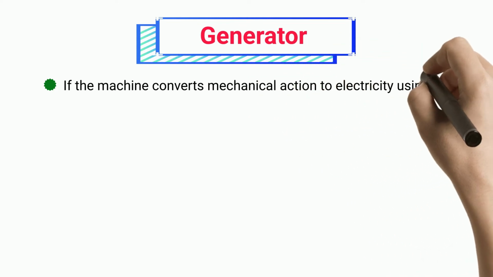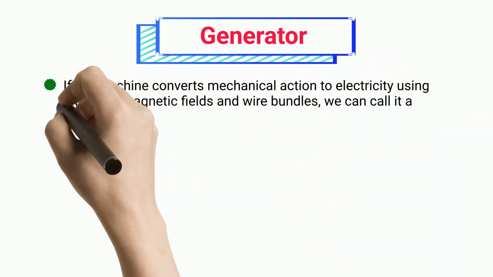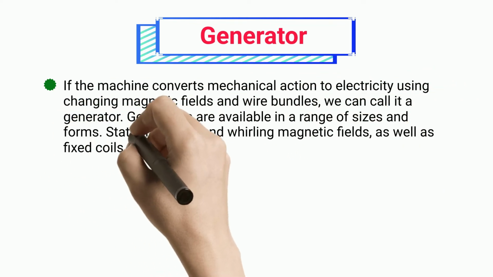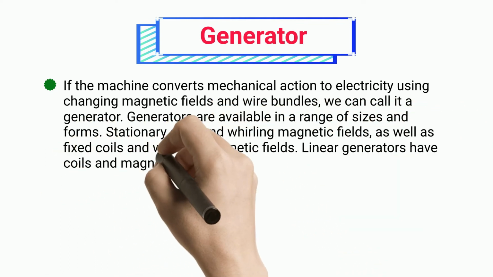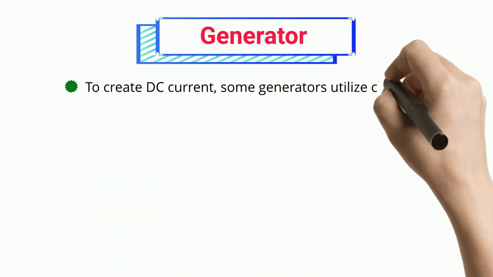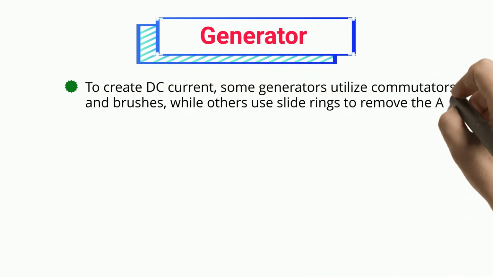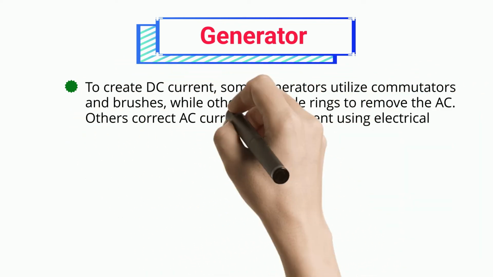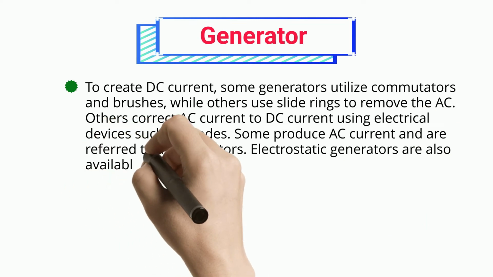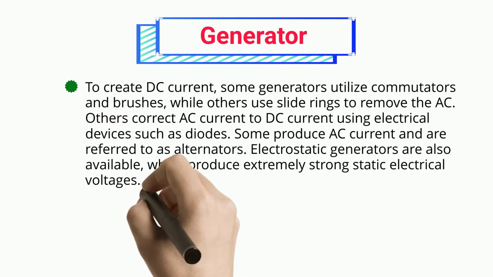Generator. If the machine converts mechanical action to electricity using changing magnetic fields and wire bundles, we can call it a generator. Generators are available in a range of sizes and forms. Some have stationary coils and whirling magnetic fields, while others have fixed magnetic fields and whirling coils. Linear generators have coils and magnets that travel back and forth in a straight line. To create DC current, some generators utilize commutators and brushes, while others use slip rings to remove the AC. Others correct AC current to DC current using electrical devices such as diodes. Some produce AC current and are referred to as alternators.